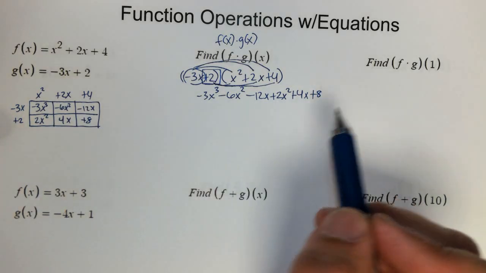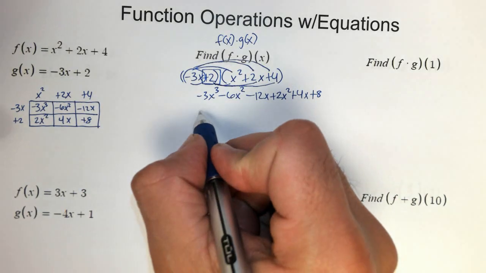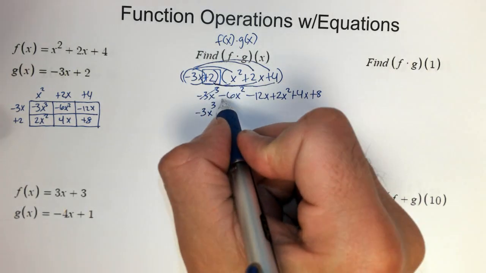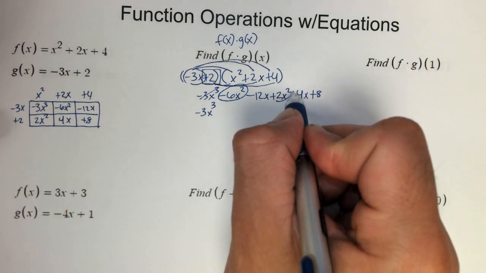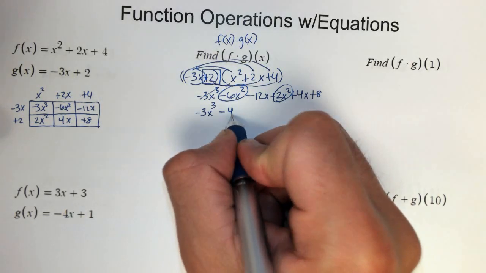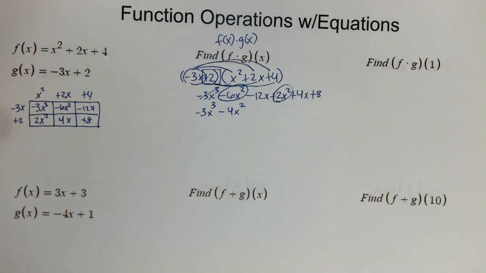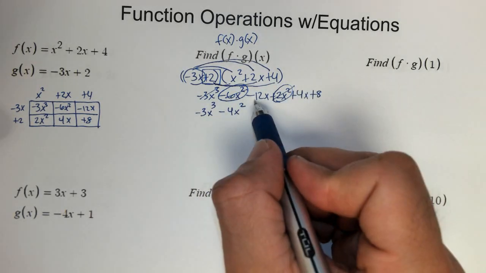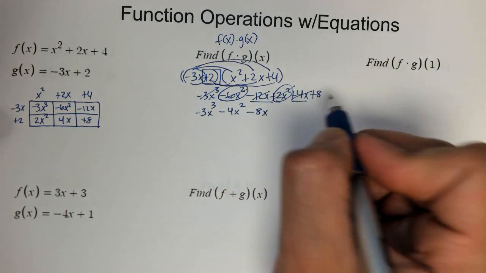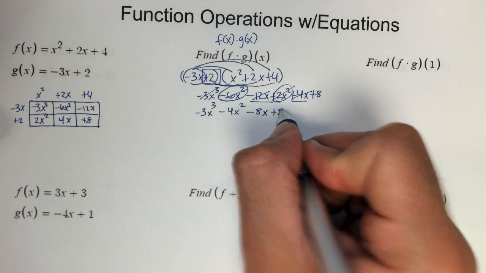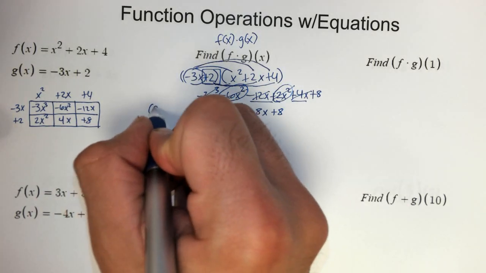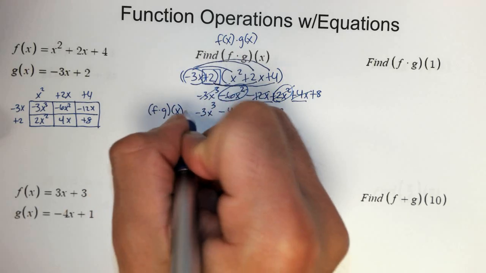All I would have to do now is combine like terms. Now there's only one term with a cubic value, so I'm going to leave it as negative 3x cubed. I notice that there's two terms with an x squared, this one and this one. When I add negative 6x squared and positive 2x squared, I get negative 4x squared. And then when I combine the negative 12x and the positive 4x, I get negative 8x. And then the 8 is by itself as a constant. So this is my new function. This is the result of saying f times g of x.